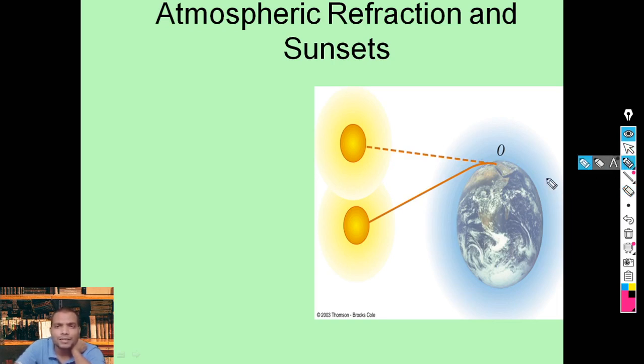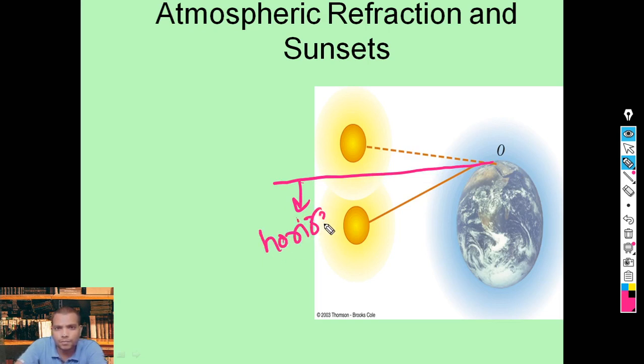Because of that, we are able to see the sun after it has set. To explain that properly, suppose I draw a line here; this is known as the horizon. What does that line mean? The horizon is a particular location where the sky and the Earth appear to touch each other. It's not a perfect location, but for understanding purposes we can take it as where the surface of the Earth and the sky appear to touch each other.